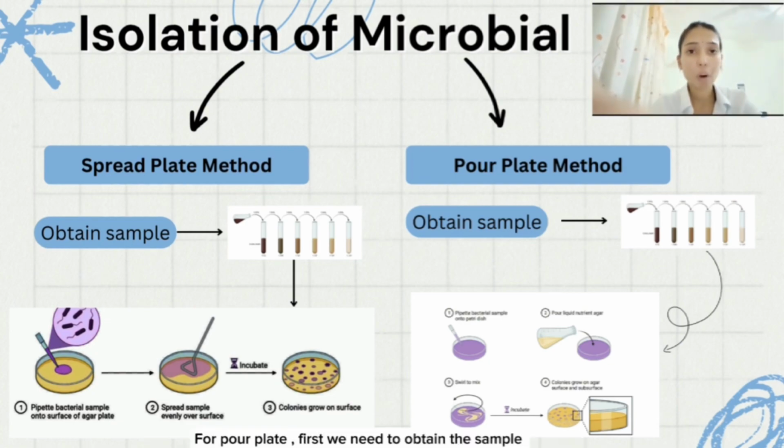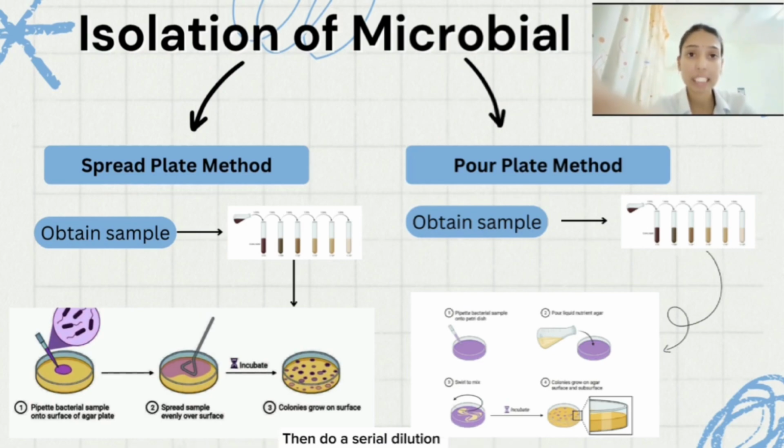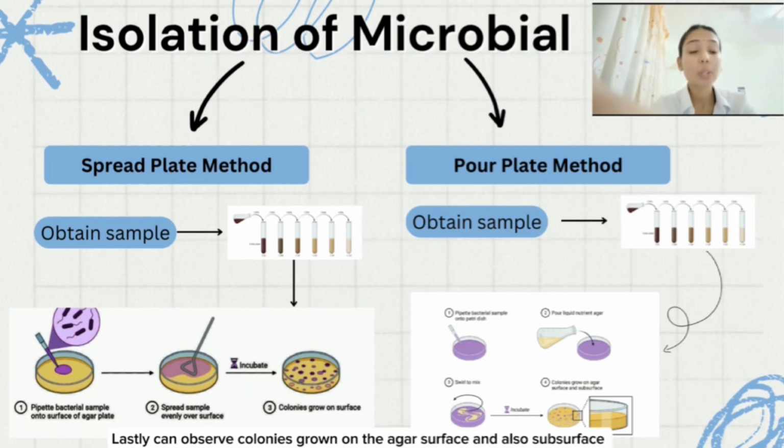For the pour plate, first we need to obtain the sample, then we will do a serial dilution. After serial dilution, we will pipette the bacterial sample onto the petri dish. Then we will pour the liquid agar into the petri dish. We will swirl the petri dish to mix them. Then after that, we will incubate it under suitable conditions. Lastly, you can observe colonies grown on the agar surface and also subsurface.